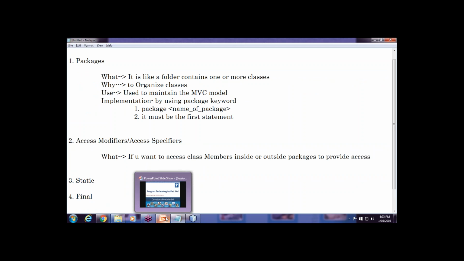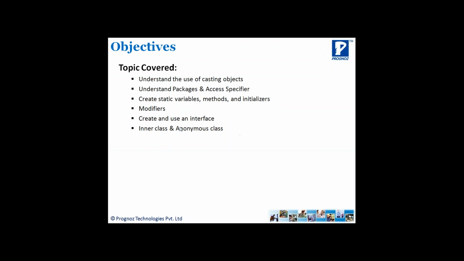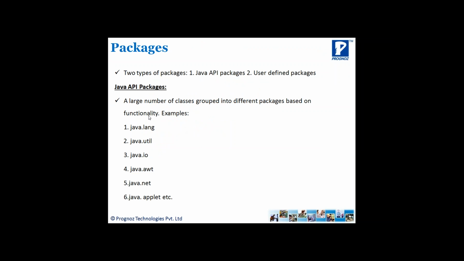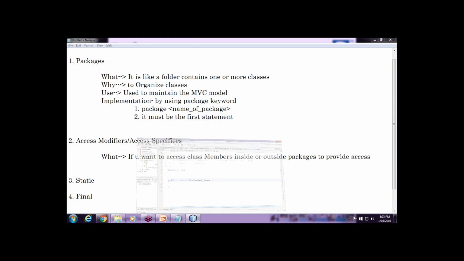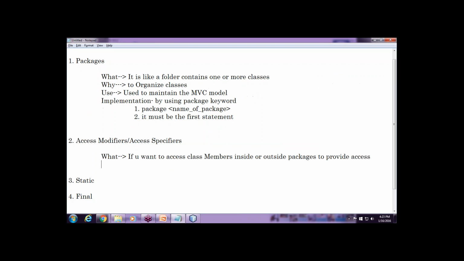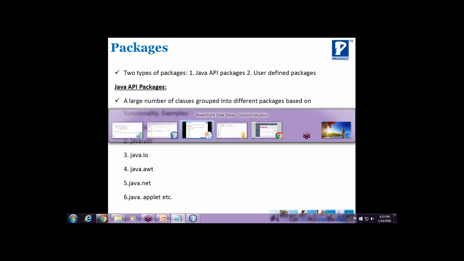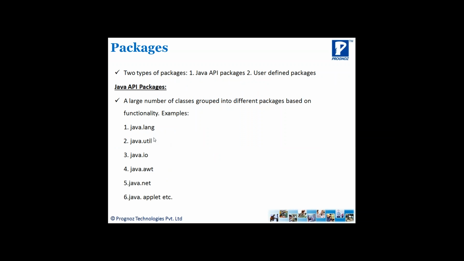Let me show you the definition in the slide here about access modifier. There are two types of packages we have: API and user defined packages. Currently we did user defined packages. API packages are java.util, java.io, awt, net, applet, java.lang. Lang is the default package of all the packages. You don't need to import java.lang.